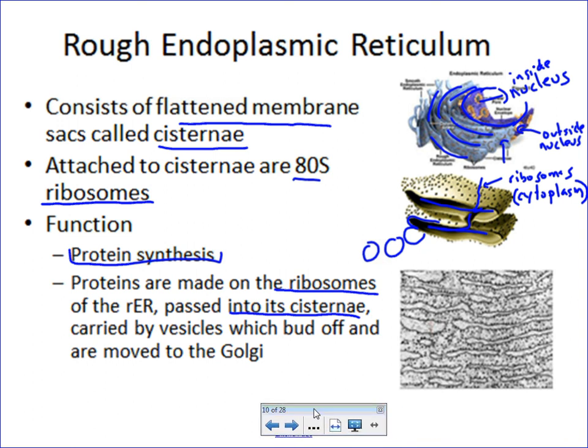Looking at electron micrographs of rough endoplasmic reticulum, they would appear as a series of channels that appear empty on the inside, and then on the outside surrounding them you would see all these black dots. Those black dots would be the ribosomes. And usually you would find the rough endoplasmic reticulum very close to the nucleus of the cell.